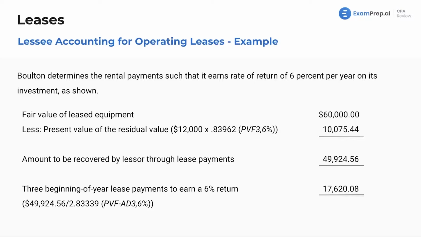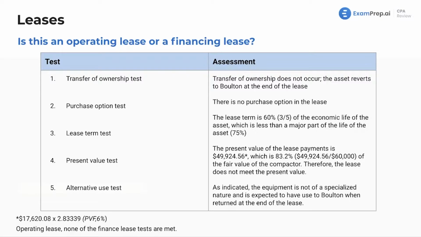Here's our math, but first let's look at our classification. Okay. Transfer of ownership test, well, at the end, it goes back to the original owner. So that's not relevant. Purchase option test, there's nothing mentioned about a purchase option. The lease term is 60%, so 3/5 of the economic life of the asset, okay, which is less than the major part of the life of the asset, eliminating test 3.